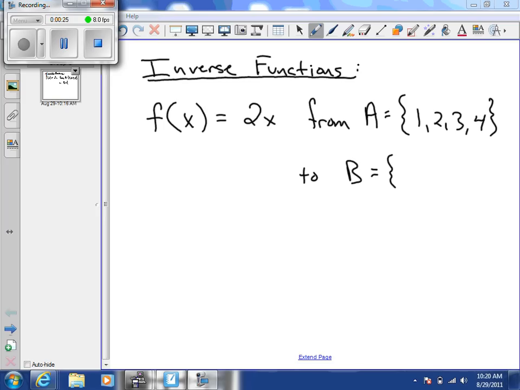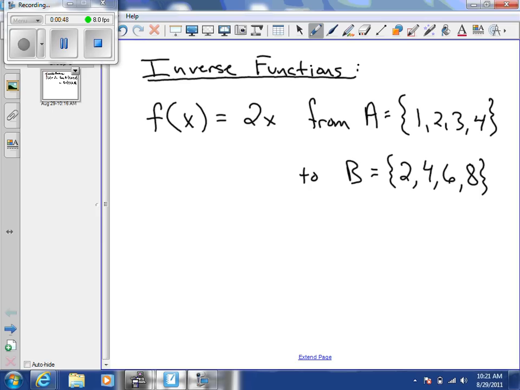but I'm only going to use the input values 1, 2, 3, and 4. If I plug in the number 1 into 2x, I get 2. If I plug in the number 2, I get 4. If I plug in the number 3, I get 6. And if I plug in the number 4, I get 8.